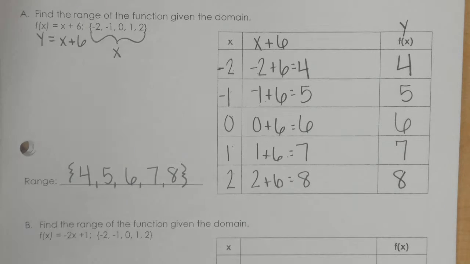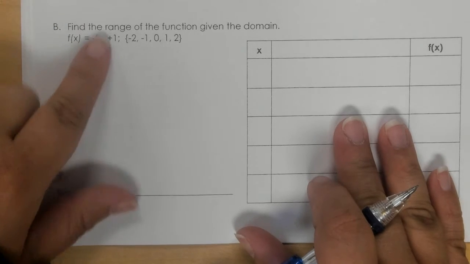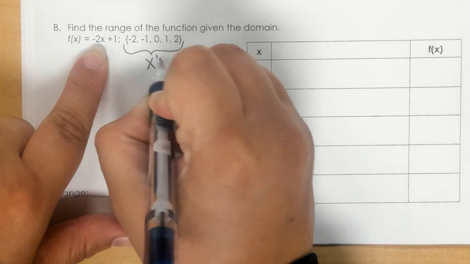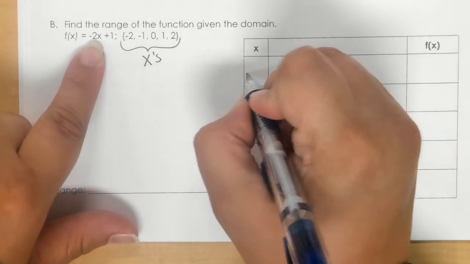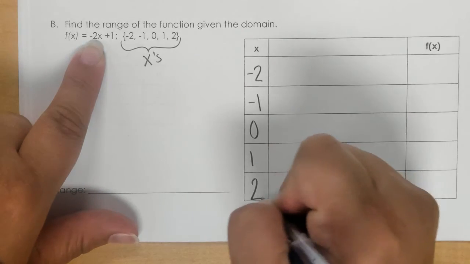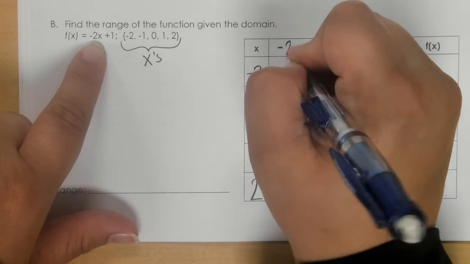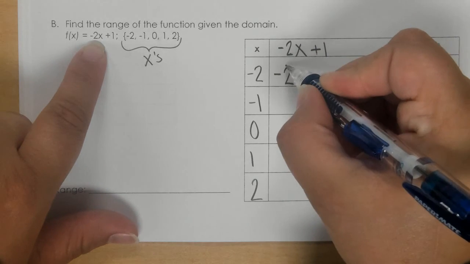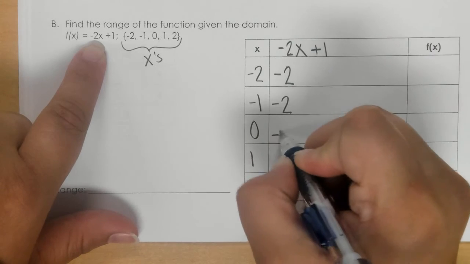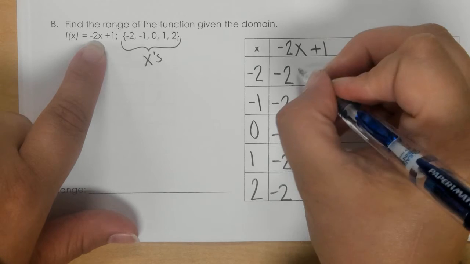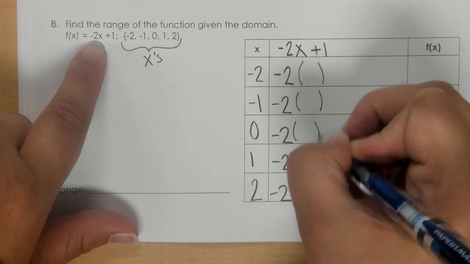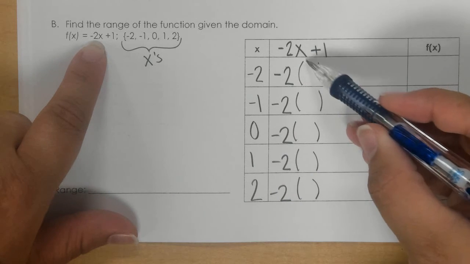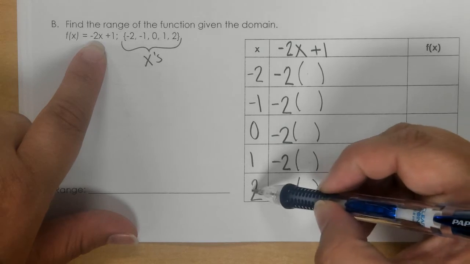For example B, pretty much the same thing. It just has an extra step. I have a number in front of x this time. So my x values here are going to go into the table. My expression is -2x plus 1. So I'm going to go ahead and write this -2 all the way down. That's going to stay the same. And then I'm going to multiply it by something each time. And that something, that x value that goes here, happens to be these x's right here.